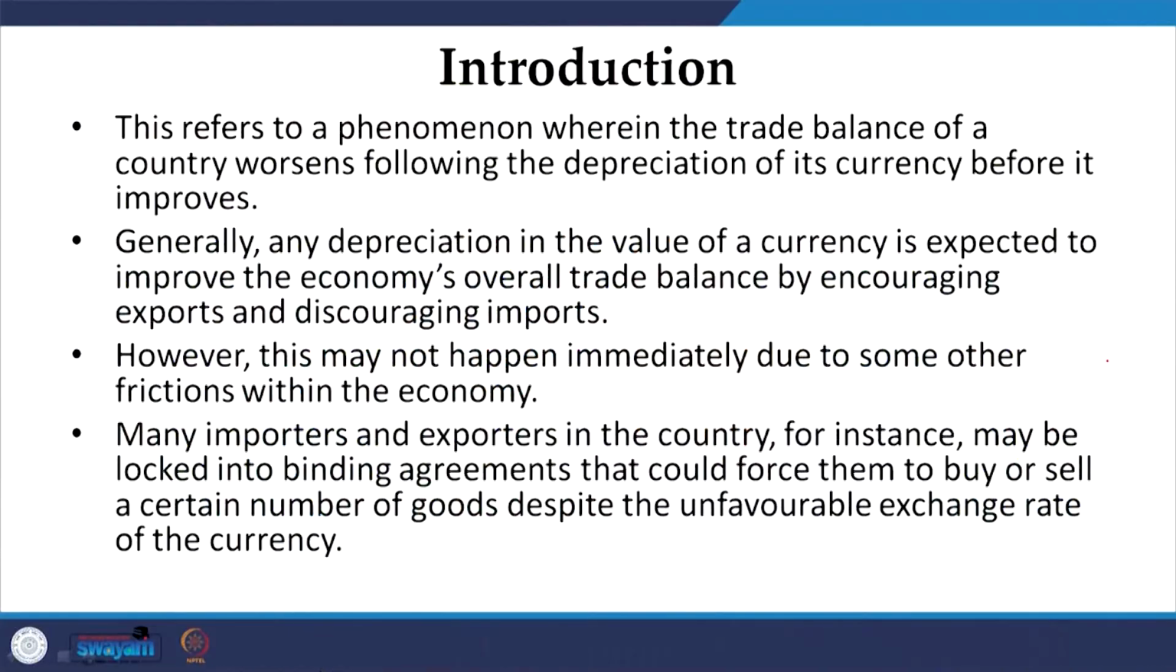Okay. So, first, in the introduction, I wanted to give you the background for understanding the J curve effect, and how it influences things. Basically, the adjustment is a phenomenon where the trade balance of a country worsens following the depreciation of its currency before it improves. So, the impact is initially worsening, but later on it catches up and improves.